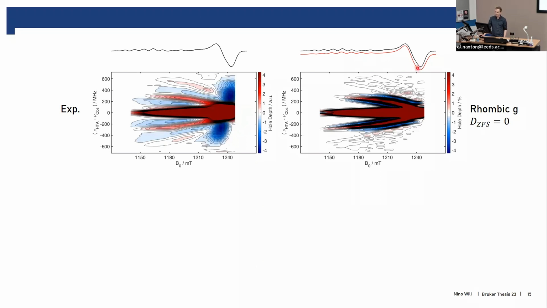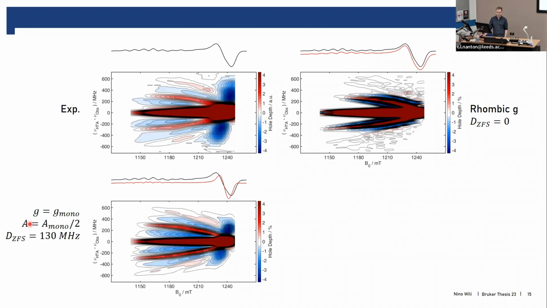And one, I think, is actually a pretty nice example. You could actually simulate the echo-detected field sweep spectrum just with a rhombic G-tensor and no zero field splitting. And if you look at the top here, it fits pretty well. But the problem is, is this a peak here at the end as well? And you don't quite know where to start. But in the 2D spectrum, it's clear this is just wrong. This is clearly not the experimental spectrum.